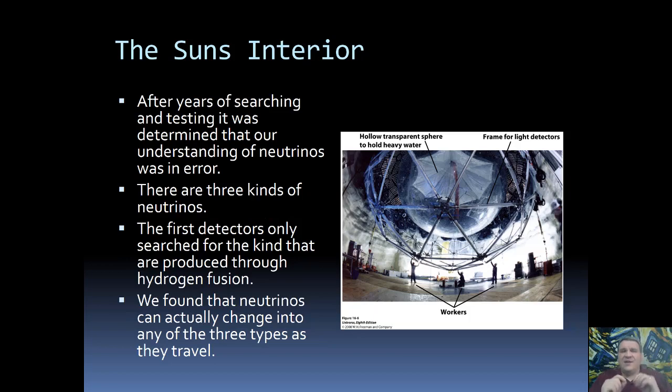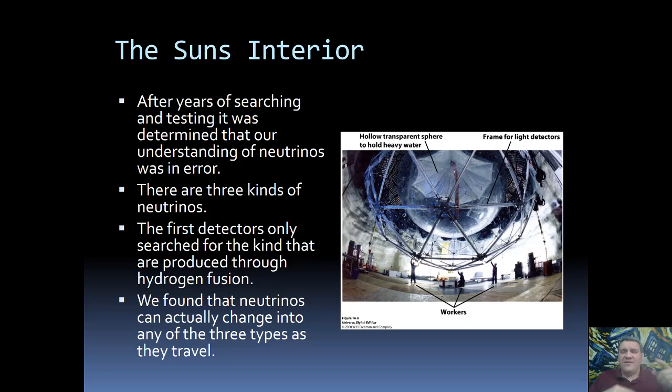Well, after decades of searching and trying to figure out what was going on, we found out that it's our understanding of neutrinos that was wrong. Our understanding of the sun seems pretty solid, but our understanding of neutrinos needed to develop. Specifically, there are 3 different types of neutrinos. Now, that was actually already known. That wasn't a problem. But only one type of those neutrinos is actually created in the sun. So when we created our detectors, we only created detectors that would look for the one type coming from the sun. What we learned is that neutrinos can actually change what type they are as they travel through space.